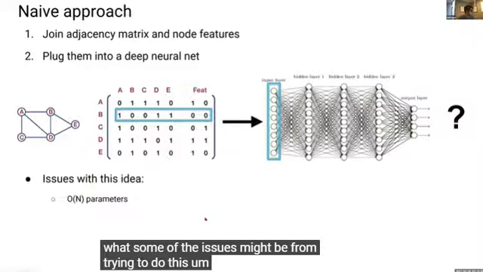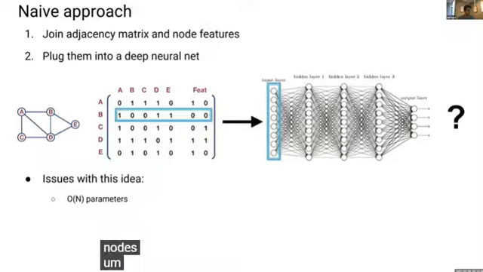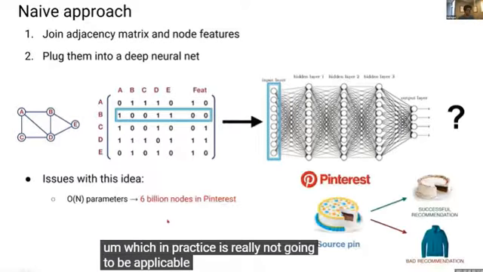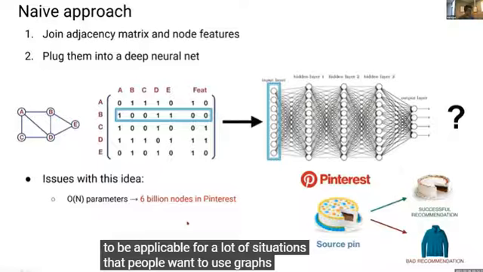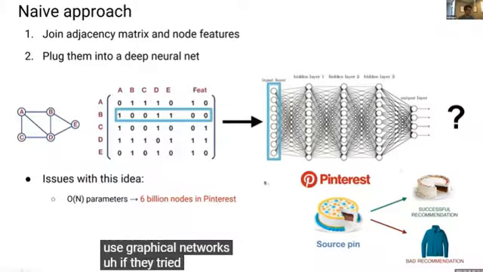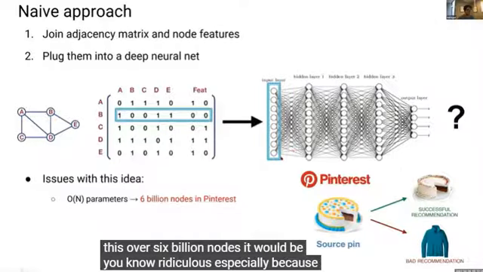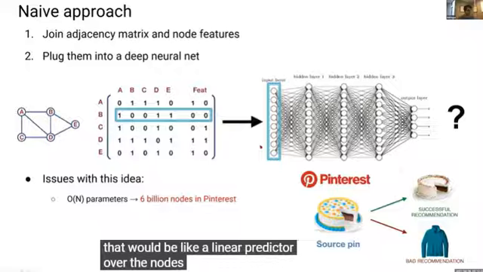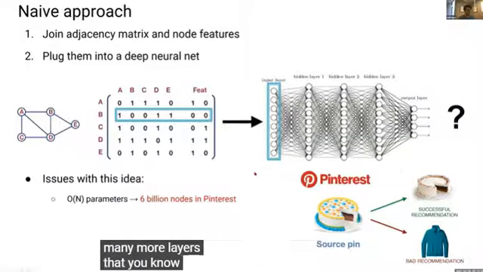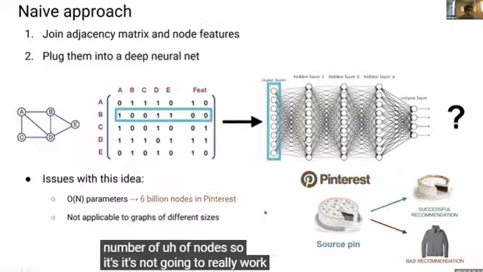So immediately, the number of parameters is going to scale with the number of nodes, which in practice is really not going to be applicable for a lot of situations that people want to use graphs. So for example, Pinterest actually does use graph neural networks. If they tried to use an approach like this over 6 billion nodes, it would be ridiculous, especially because that would be a linear predictor over the nodes, and then they introduce many more layers that are quadratic in the number of nodes. So it's not going to really work.